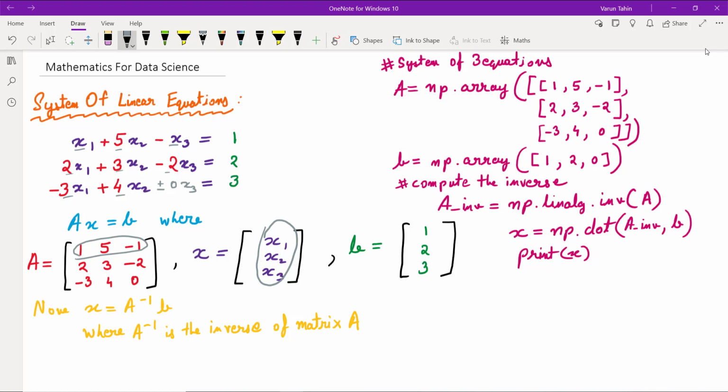Now as we know that Ax = B, then X will become A inverse times B. And this can be easily calculated in Python by storing values in NumPy arrays for the coefficients or A, for the individual values of each of the equations in B, and then taking the inverse of A and doing the dot product with B to get X values. So this is how simple it is.